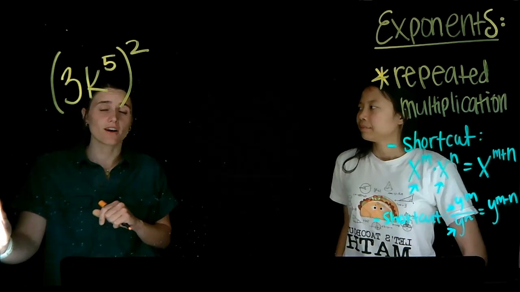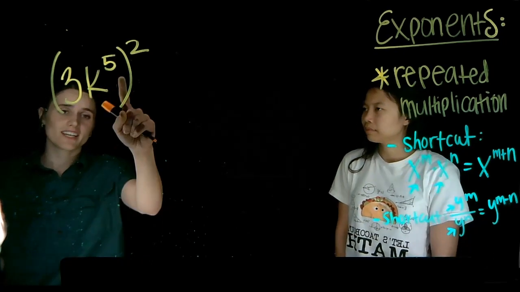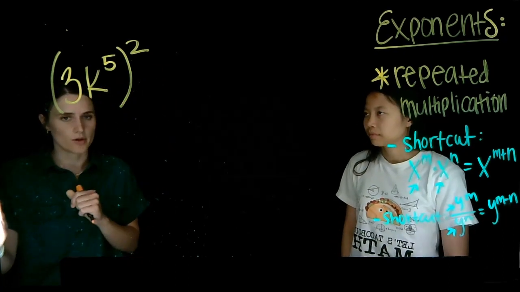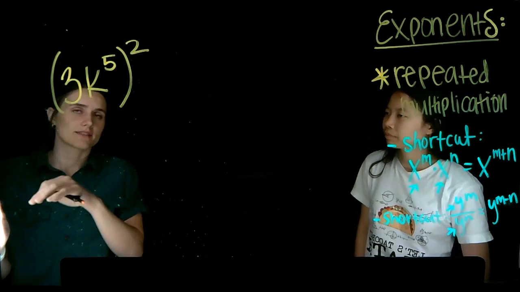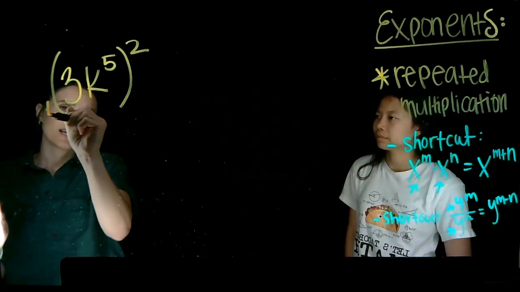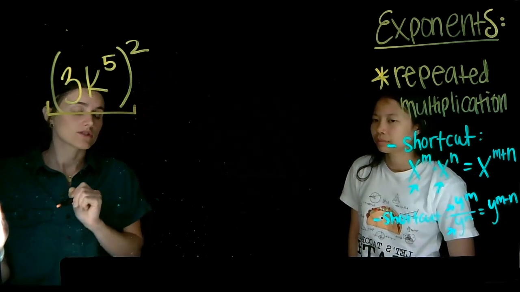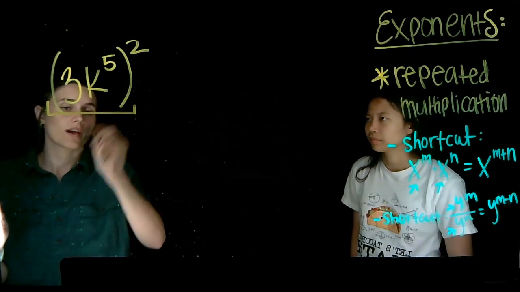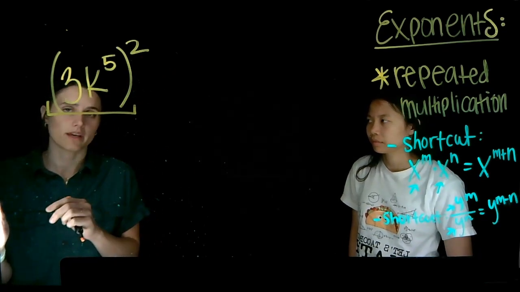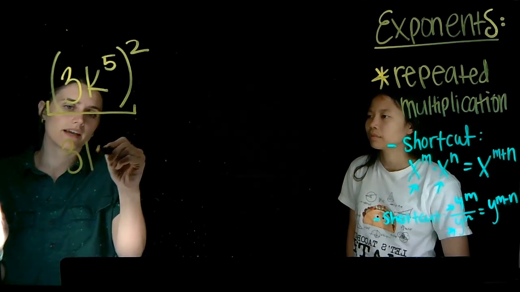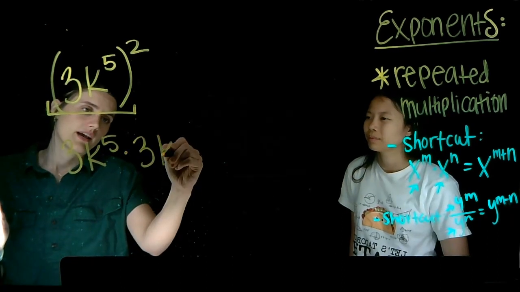All right, so now we're going to talk about what if you have an exponent that's raised to another exponent. Let's look at this as a whole. We have this entire piece being squared. So let's just rewrite that. Instead of writing squared, we'll rewrite it as repeated multiplication. So we'll have 3k to the 5th times 3k to the 5th.